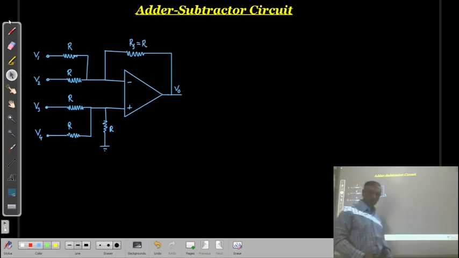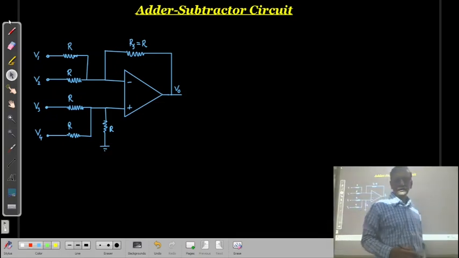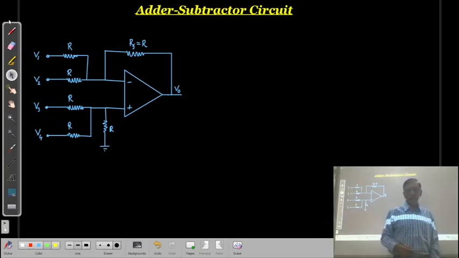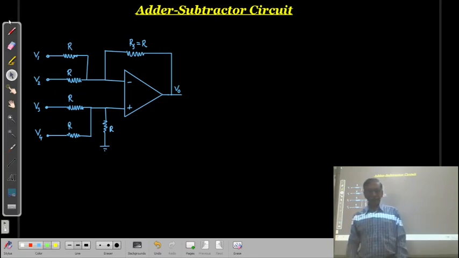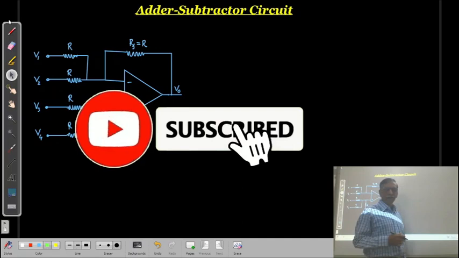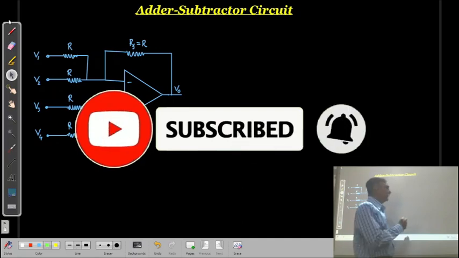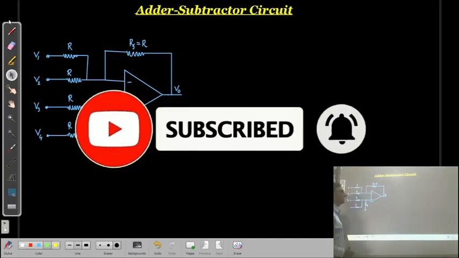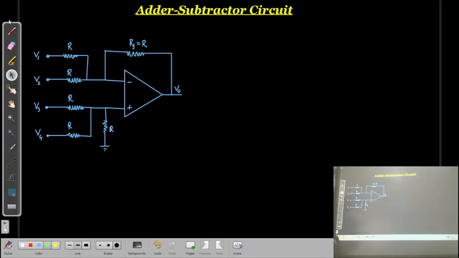Okay friends, so in the previous lecture we discussed the summing amplifier as well as the difference amplifier. The summing amplifier is also known as the adder circuit, and the difference amplifier is known as the subtractor circuit. Now in certain applications we require the addition as well as the subtraction of certain voltages, and for that we have a circuit known as the adder-subtractor circuit.